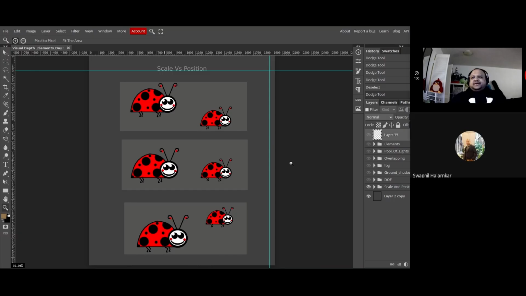Let's move on to scale versus position. So what do you see here? People can try to explain what is happening here, what is happening in the first image, what is happening in the second image, what is happening in the third image. What do you feel here? You people can talk now. Anyone?